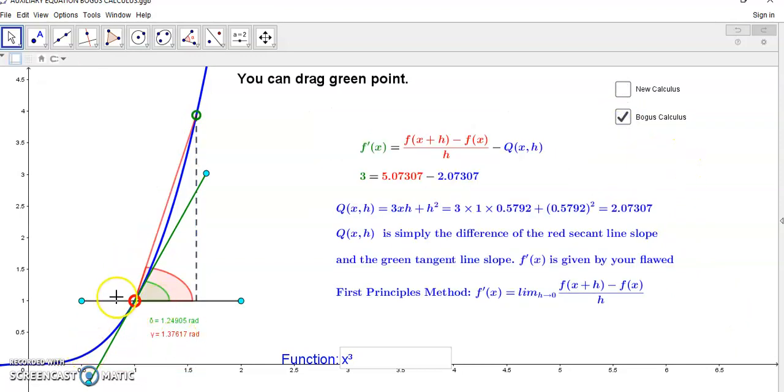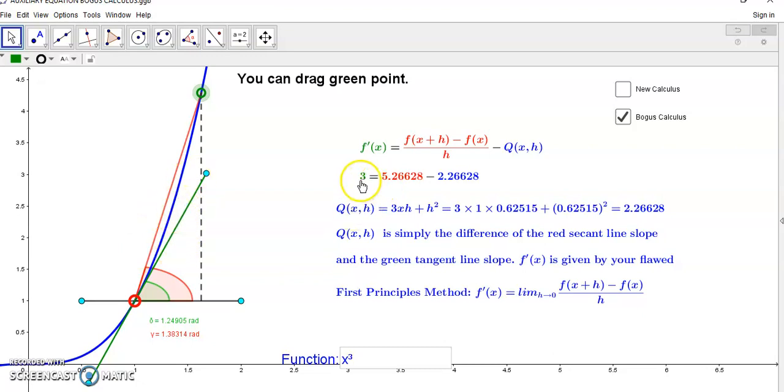Now, in the bogus calculus, this red secant is not a parallel secant. It's never parallel to the tangent line, okay? And this finite difference is equal to f prime of x plus the difference in the slope. So you see, q of x h, as you see here, is the difference in the slope of the secant line and the slope of the tangent line.